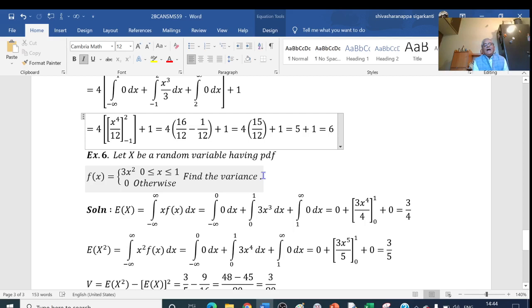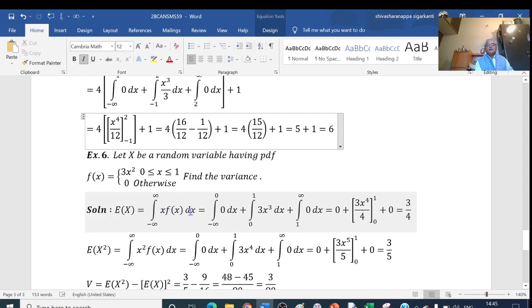To find V, I need E of x square and E of x, because our formula is V equal to E of x square minus E of x whole square. So I need these two. So first I will find out E of x. E of x equal to minus infinity to plus infinity x into f(x) dx.